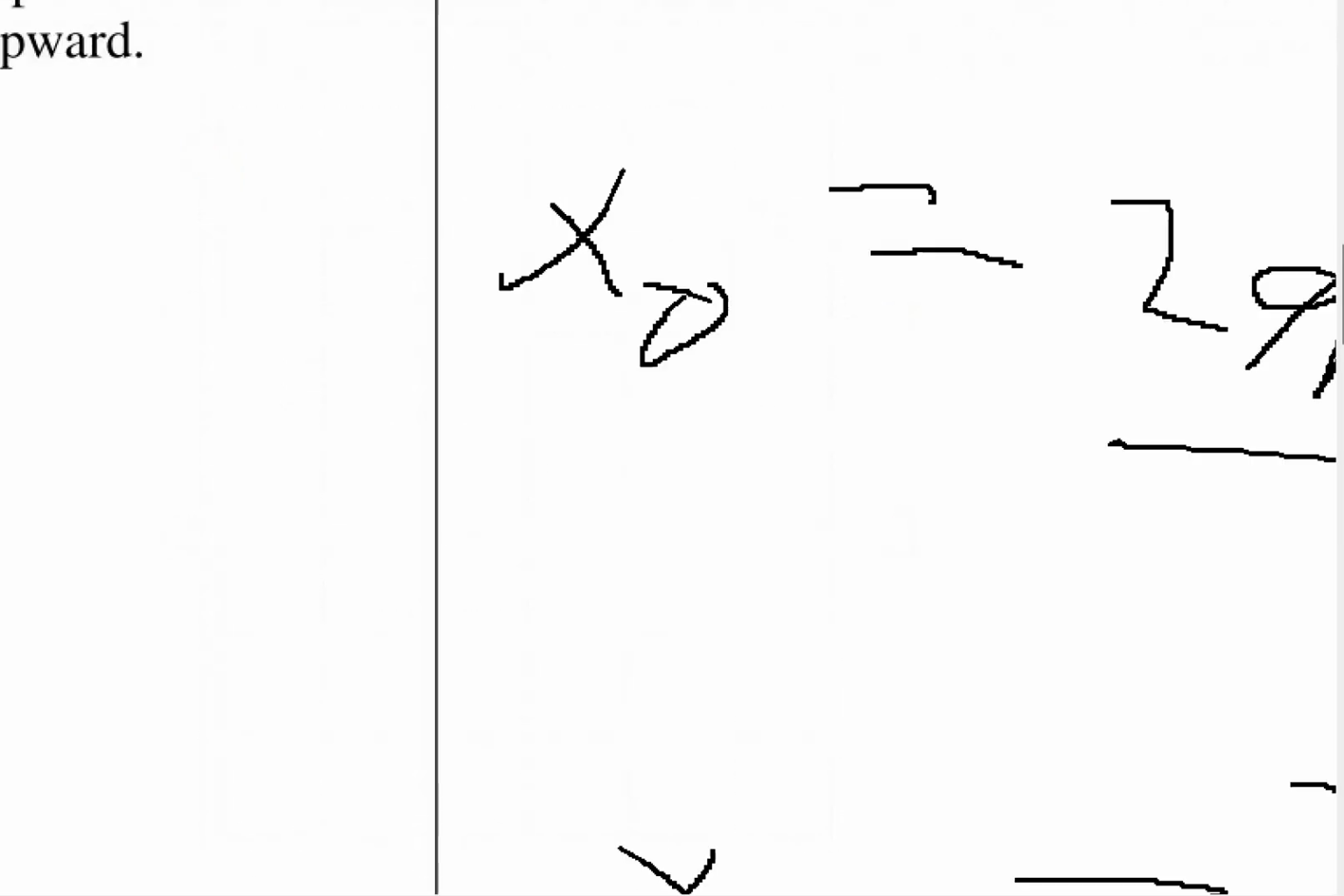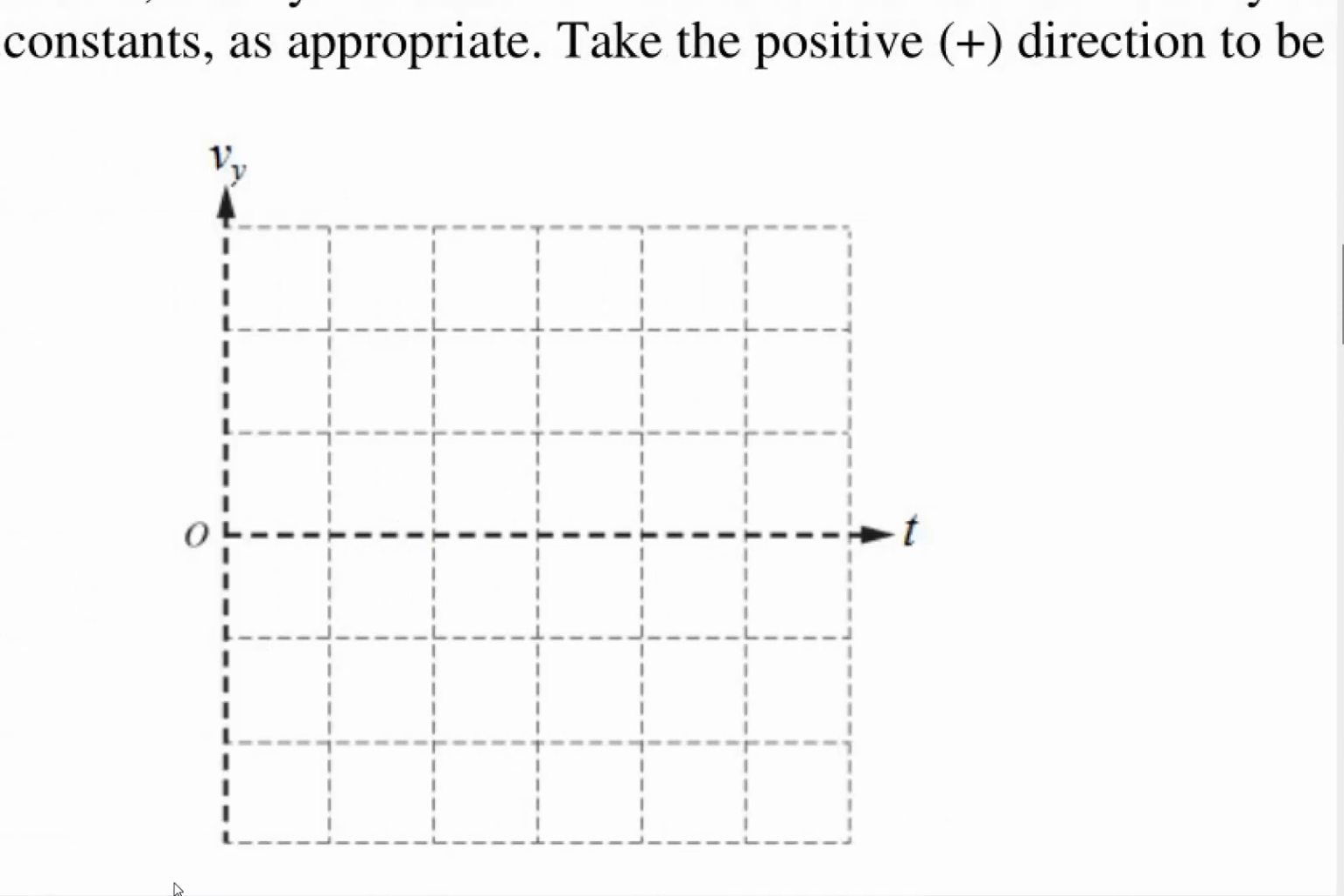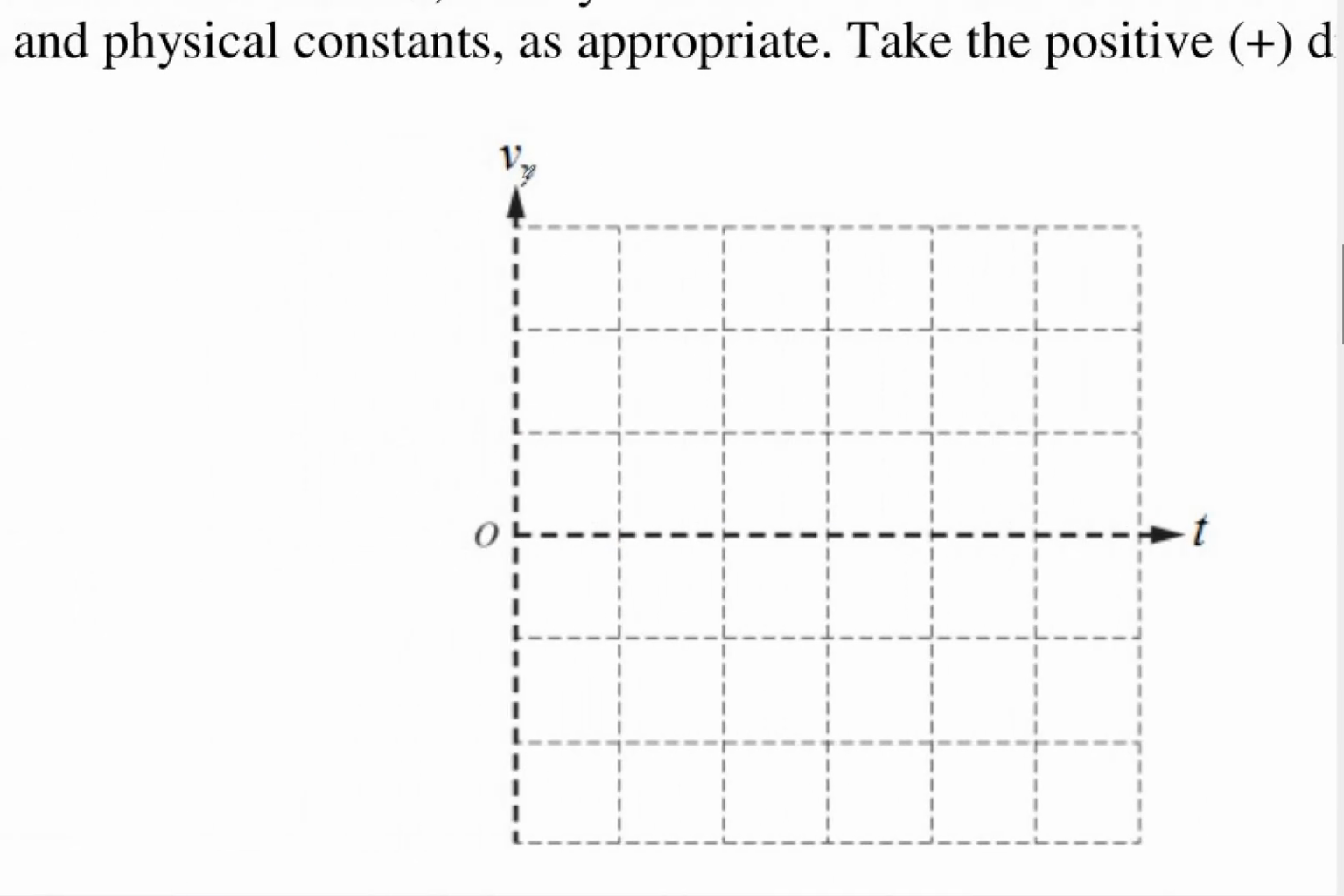Alright, so it's asking us to graph Vy, so it'll be a Vy time graph. And then we know that, since it shoots up at an angle, Vy starts positive, but then as gravity pushes it down, it slowly goes to the negative at the end. Then the graph would look like this.